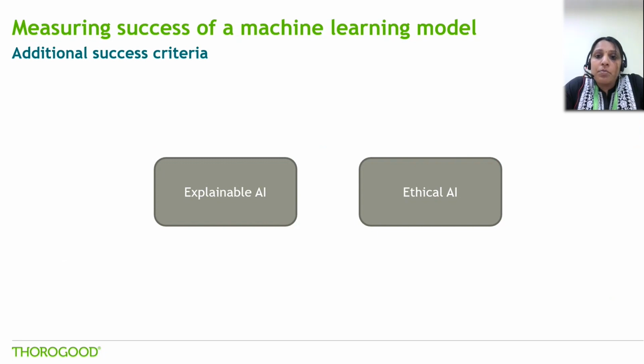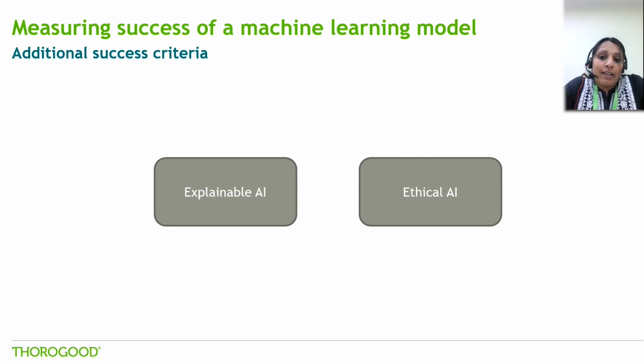Moving on, we talked about two ways of measuring the success of an ML model. There are two other ways that are currently a hot topic in the market and are equally important. And these are explainable AI and ethical AI. Explainable AI is a set of processes and tools that enables humans to understand the decisions and predictions made by an ML model. What it really means is that it helps users to trust the model because they understand what's going on behind the scenes.